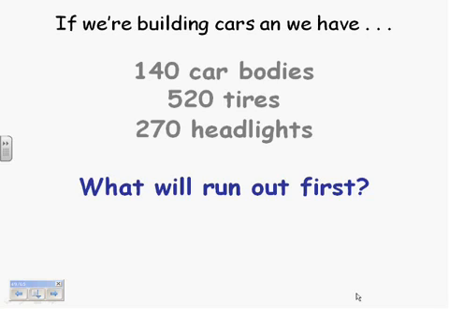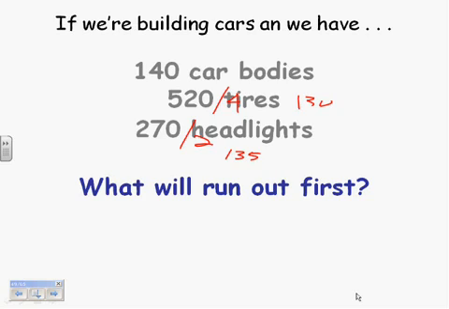Since there's one body on every car, I could make 140 more cars before I ran out of bodies. But since there's 4 tires on every car, I need to take the 520 tires and divide it by 4, and what does that end up being? About 130 cars before I run out of tires. And the 270 headlights, assuming that I can get two headlights per car, is going to be divided by 2 headlights per car. It gives me about 135 cars before I run out of headlights.